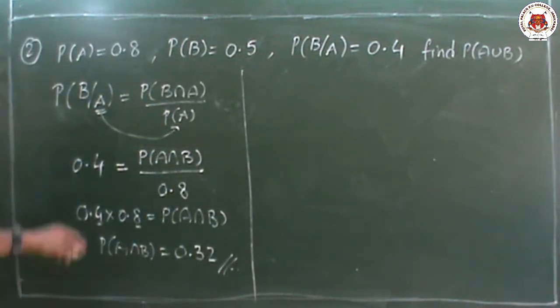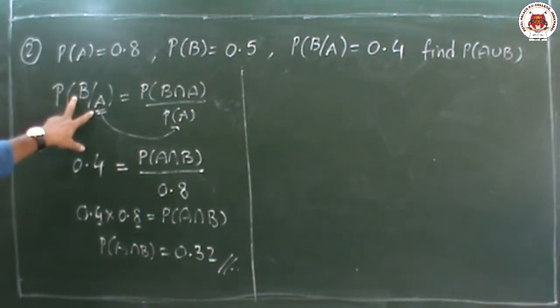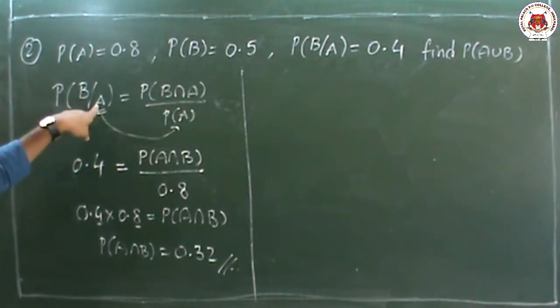Children, one more time. We are given the value of P of B by A. So what is the formula? P of B by A means B intersection A divided by what is the denominator?